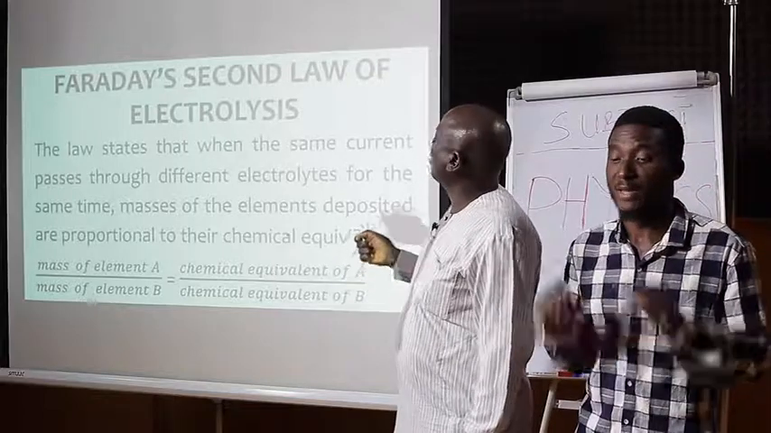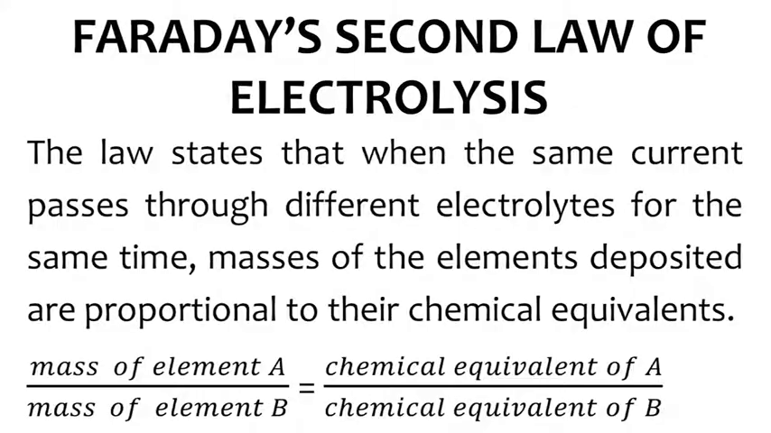Now we take Faraday's second law of electrolysis. The law states that when the same current passes through different electrolytes for the same time, masses of the elements deposited are proportional to their chemical equivalents. Therefore, let's say we have elements A and B. So we now have mass of element A over mass of element B equal to chemical equivalent of element A over chemical equivalent of element B.